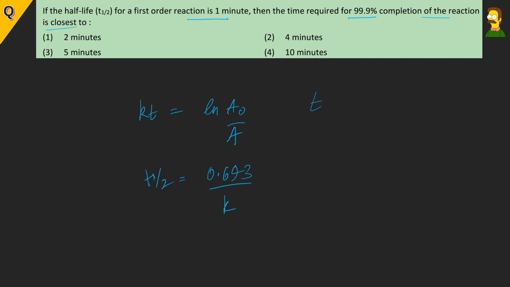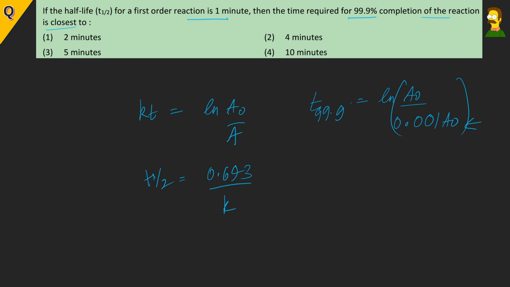Now, t 99.9 is then going to be equal to ln A naught by 0.001 A naught, right? You got to get this right. You got to be quick enough to figure this out. If you mess up on this, then this question becomes undoable practically. If you write 0.01, you'll see that your answer doesn't match. But luckily, you have options. This is not JEE Main where you got to put in a number. So I think you should still be able to do it.